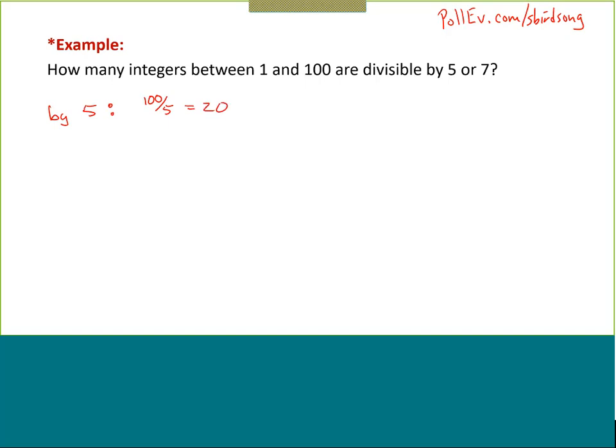Now, any guesses what you would do if you wanted to figure out how many of these integers are divisible by 7? Don't overthink it. What should we do if we want to get divisible by 7? Or multiples of 7, if you will.